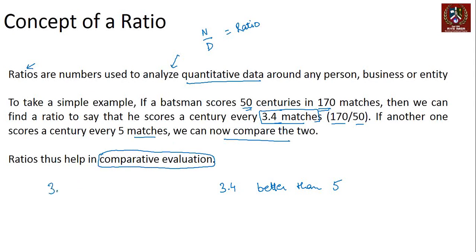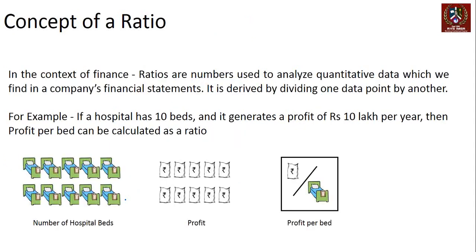In itself, a number like 3.4 does not tell us too much of information unless we go and compare this with something else. So it is absolutely important for us to understand that a ratio will only be useful for our analysis if we are able to compare the statistic against something else, right? What that something else is, we'll discuss now. We'll look at that in more detail as we go along, but primarily we will have to compare it to be able to make any sense out of a number, right? Now, in the context of finance, ratios are numbers that can be analyzed, the quantitative data which we find in our company's financial statements.